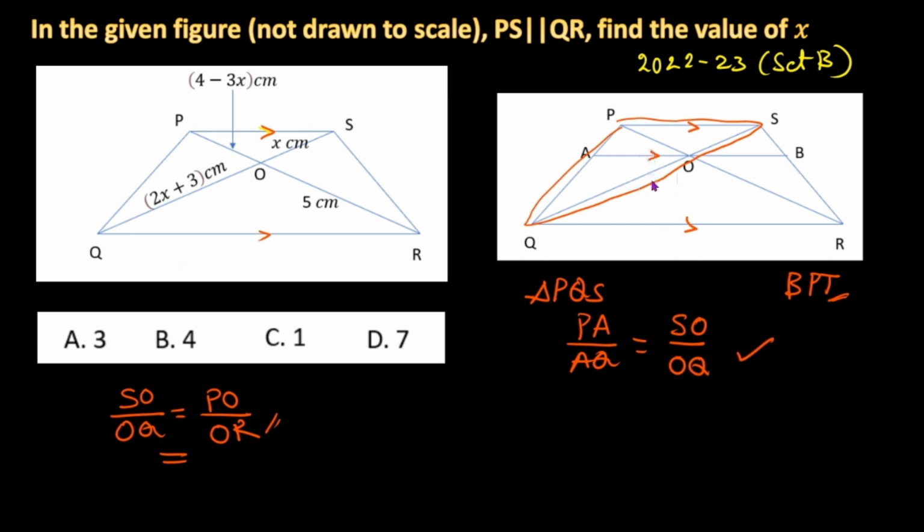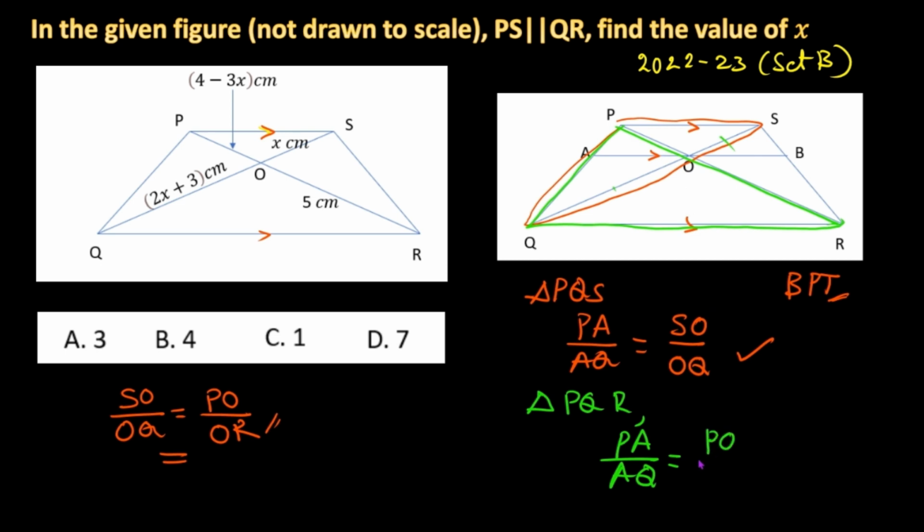Now I will take another triangle, which covers the other two diagonals. I will take this triangle. If you take the green highlighted triangle PQR, here also AO is parallel to QR. So what is the ratio here? PA by AQ must be equal to PO by OR.